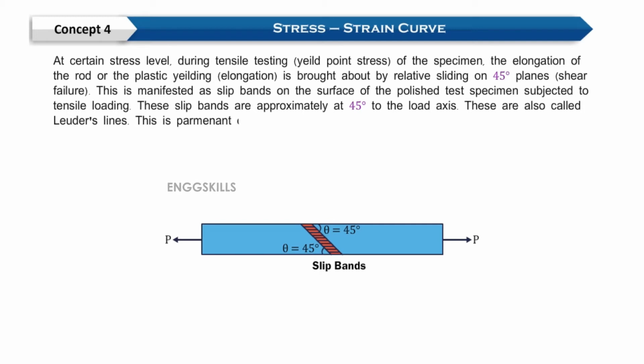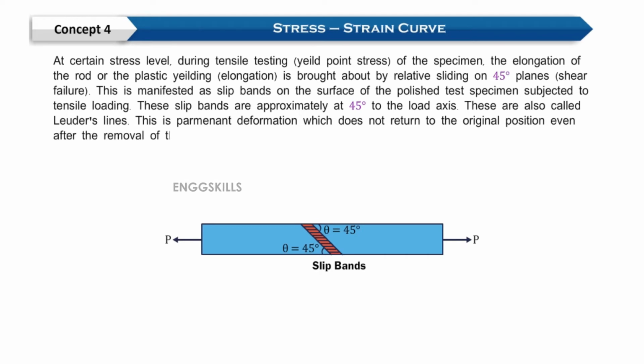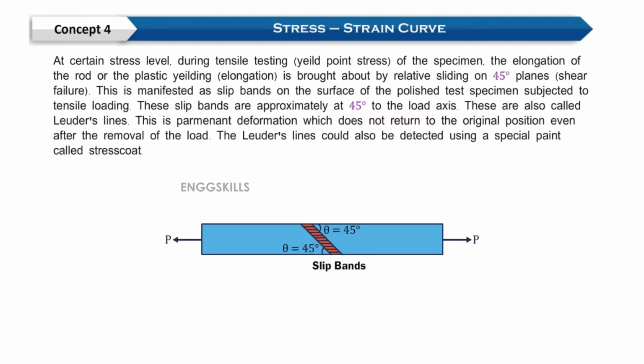This is a permanent deformation which does not return to its original position even after the removal of the load. The Luder lines could also be detected using a special paint called stress coat. It also goes to show that ductile materials are weak in shear.